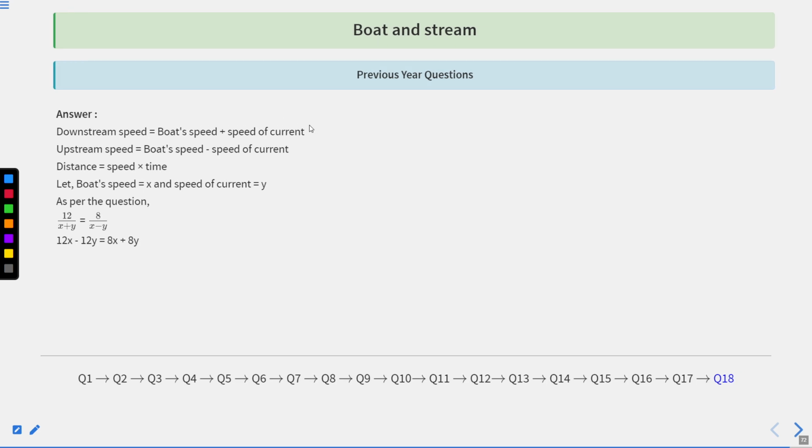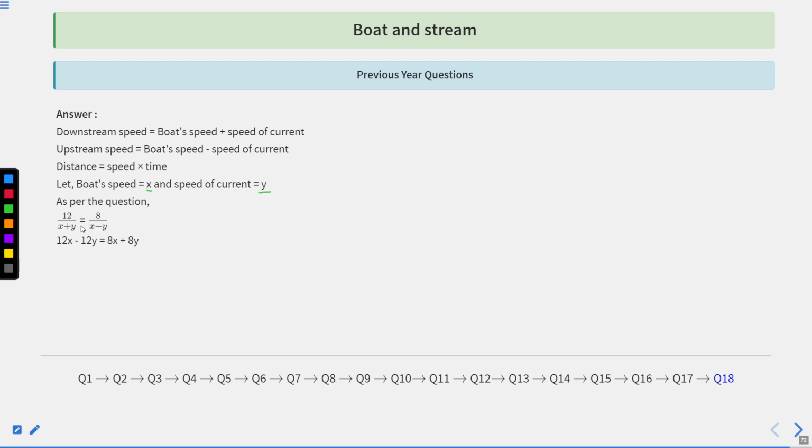So let me quickly recall the important formulas that will be helpful. Downstream speed equals boat speed plus speed of current. Upstream speed equals boat speed minus speed of current. And distance equals speed times time. So let the boat speed be x and the speed of current be y.